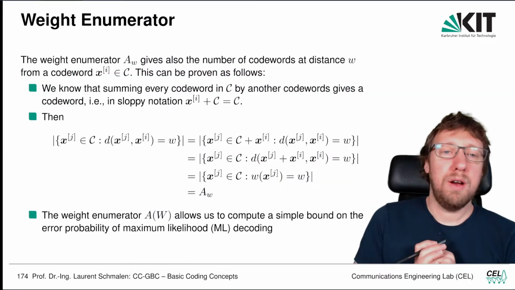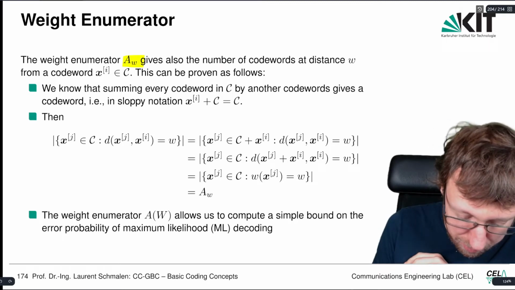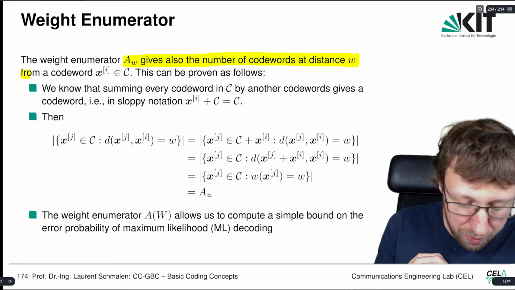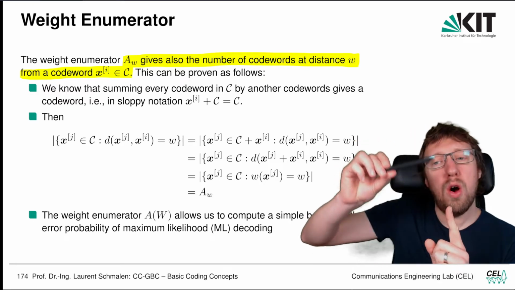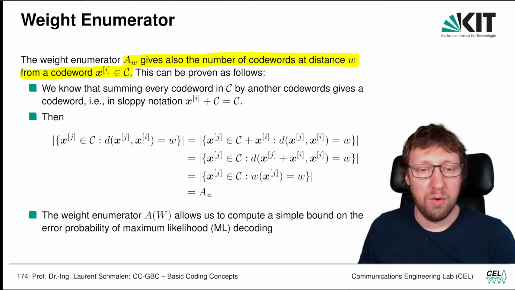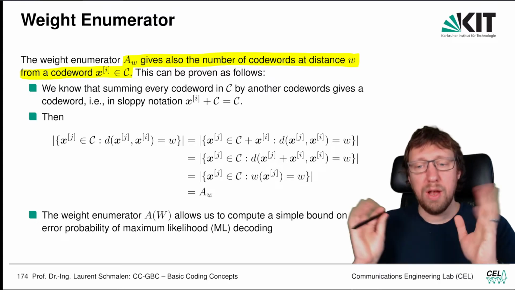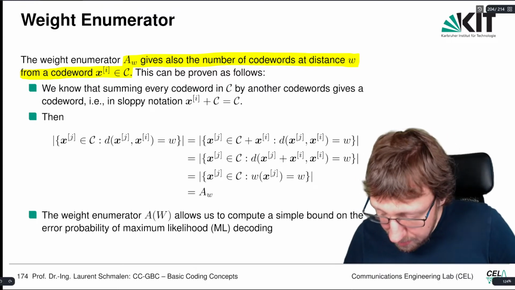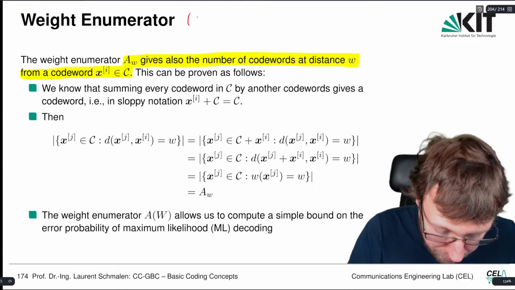So now the weight enumerator essentially also expresses the number of code words. So A_w is the number of code words that are at distance w from one specific code word x_i. So you pick a code word x_i, and then A_w will give you all the possible code words that are at a distance of w from this code word. And that's essentially what we can get with A_w. So how can we prove this? We can prove this by using the linearity of the code. So this is only for linear codes.